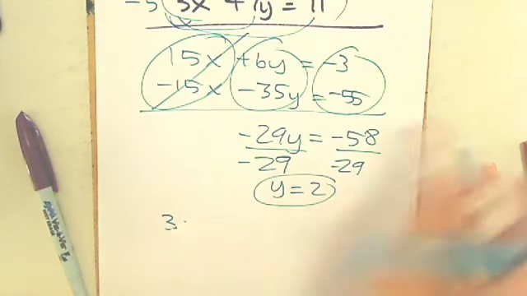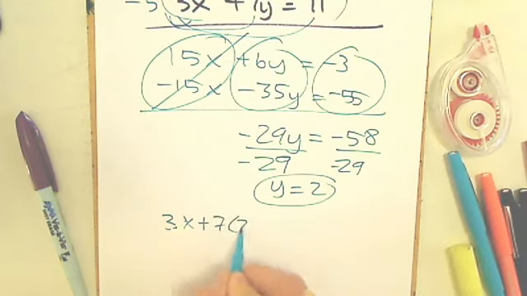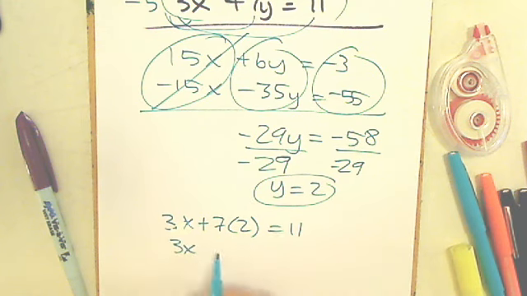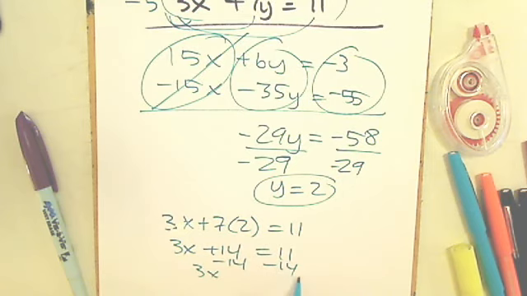3x plus 7 times 2 equals 11. 3x plus 14 equals 11. Subtract 14. It's a negative 3. X is negative 1.